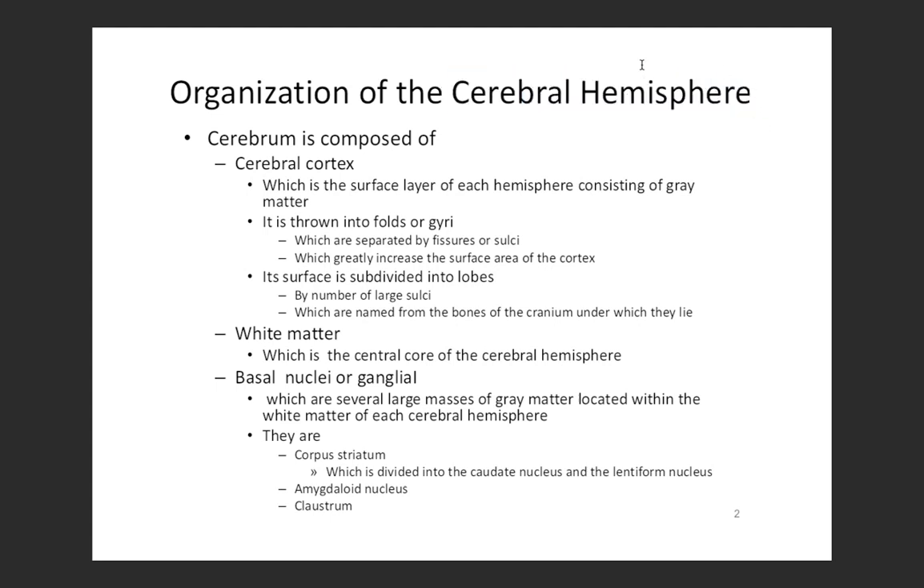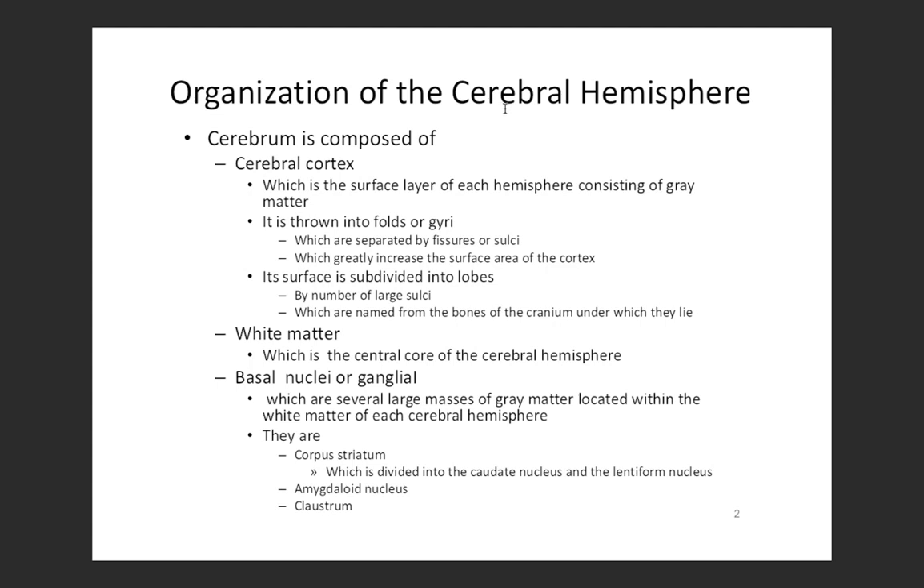So the cerebral hemisphere is the most dorsal or superior part of the brain. The forebrain is composed of two major parts: the cerebrum and the diencephalon. The diencephalon is composed of the thalamus, hypothalamus, subthalamus, and epithalamus, which are not the major subject of our lecture today. So let us talk about how the cerebral hemisphere is organized. Again, the forebrain is composed of the diencephalon, which is the center of the brain, and the cerebrum.